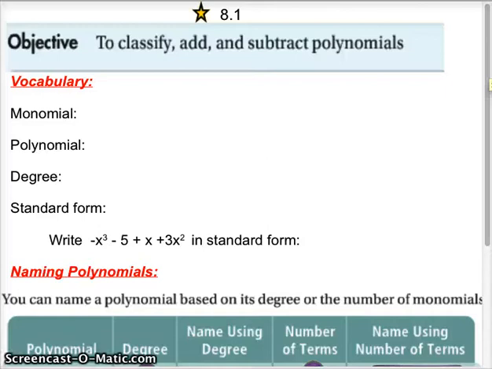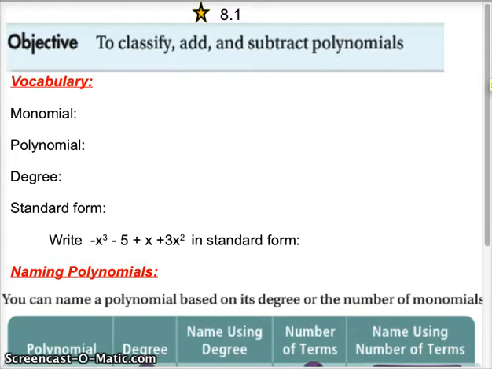Welcome to your first notes for Unit 8. So Unit 8 is going to be all about polynomials, foiling, and factoring. Now today to begin, we're going to start with some basic vocabulary of polynomials. So some words that you're going to hear me reference often throughout this chapter.